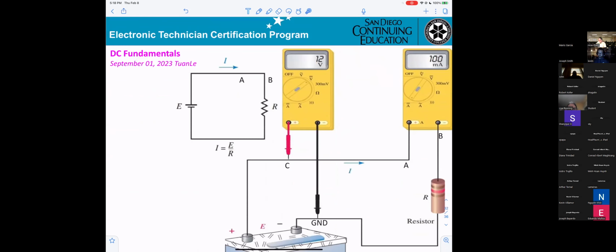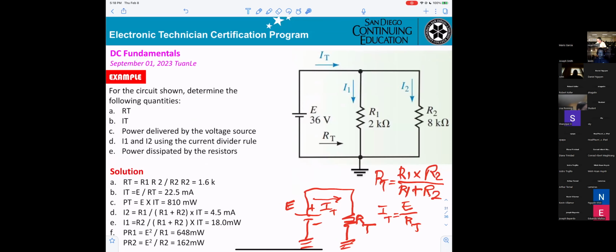Now, Professor, I'm a little confused with that previous page because you got two different formulas up there for the same thing. Under solution, it says RT is R1 times R2 divided by R2 times R2. Yet on the other side, you wrote RT is equal to R1 times R2 divided by R1 plus R2. So which one is the correct formula?